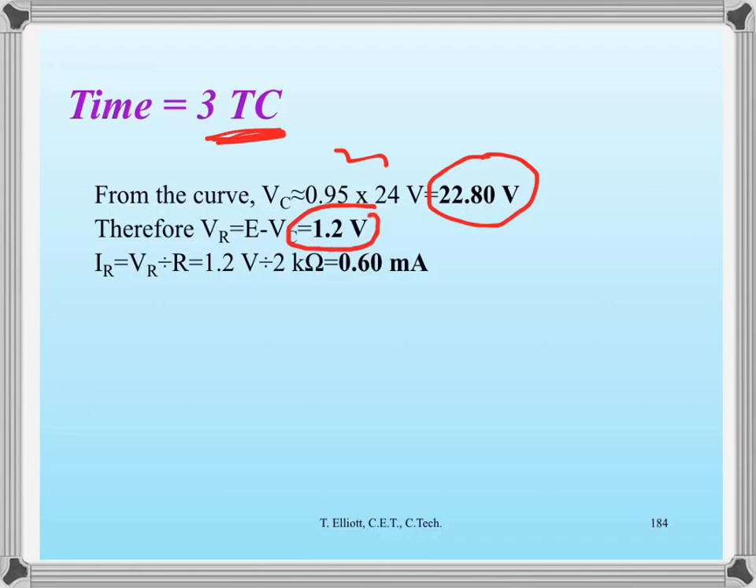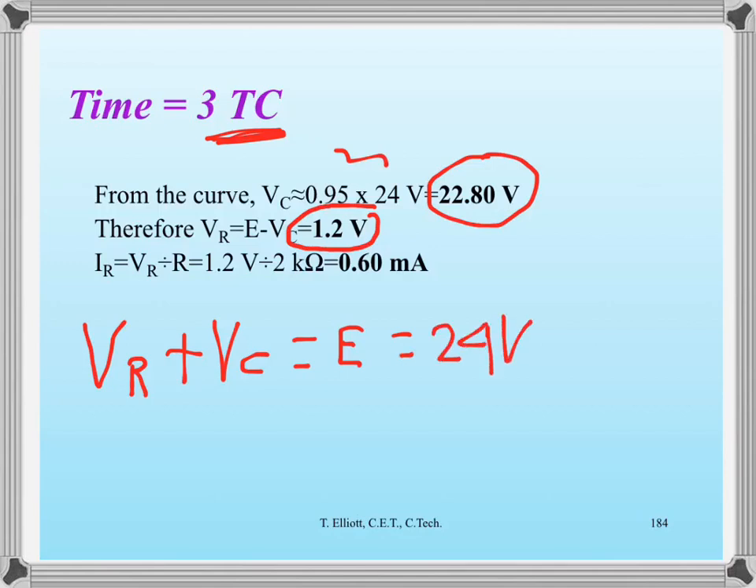So just remember that at all points along the curve, the sum of VR plus VC must be equal to E. And for our little example here, it's always equal to 24. And once you know VR, then you can simply divide by R to get the current.